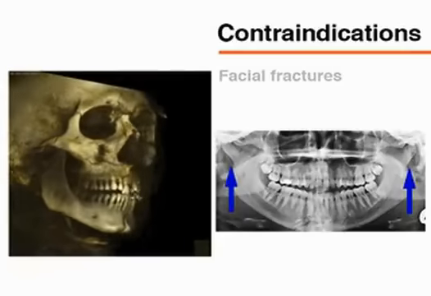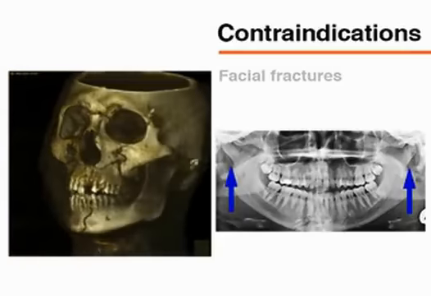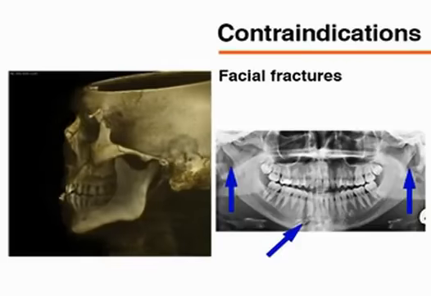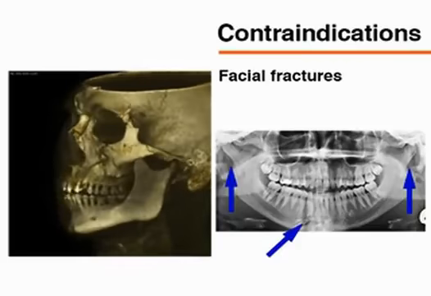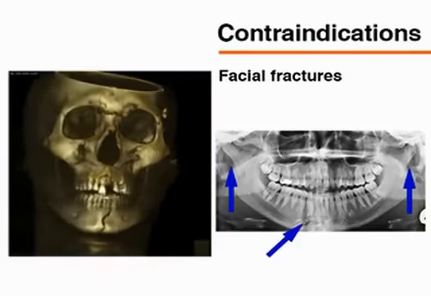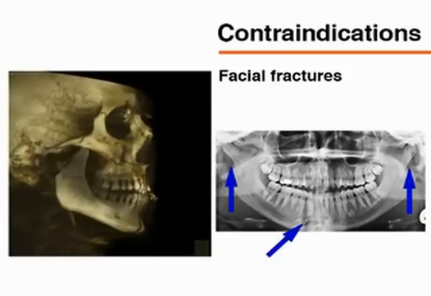The primary contraindication to the correction of TMJ dislocation is the presence of facial fractures. If you suspect that a patient has facial fractures, obtain radiographic images of the affected area and do not attempt to reposition the mandible.